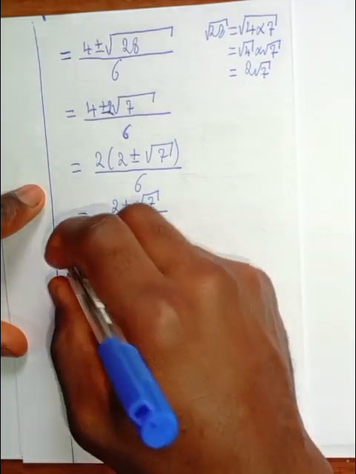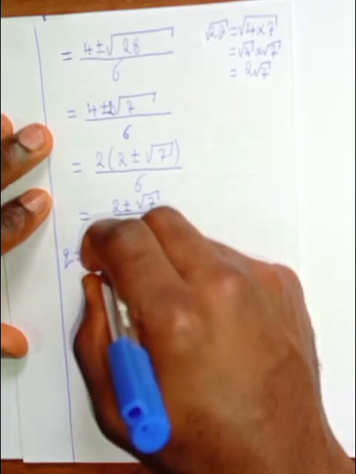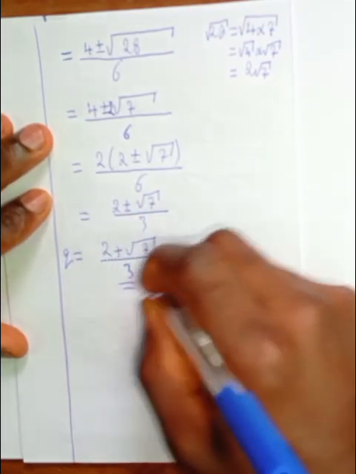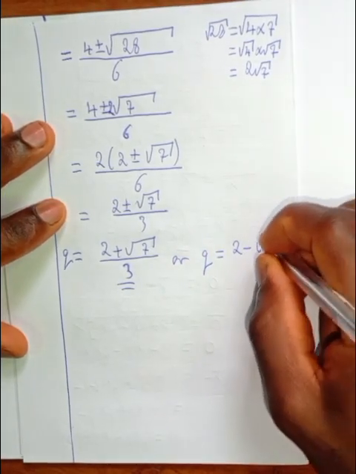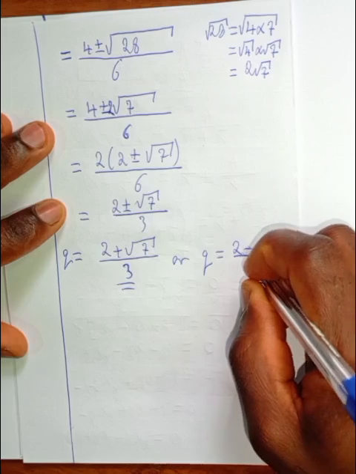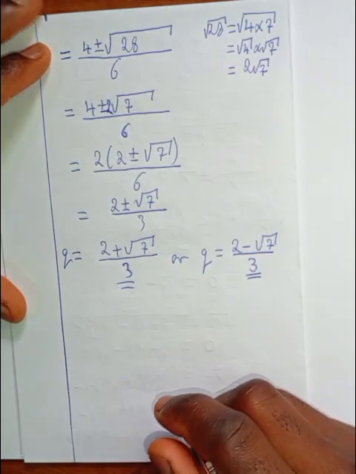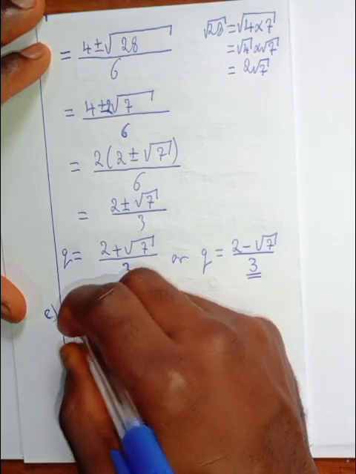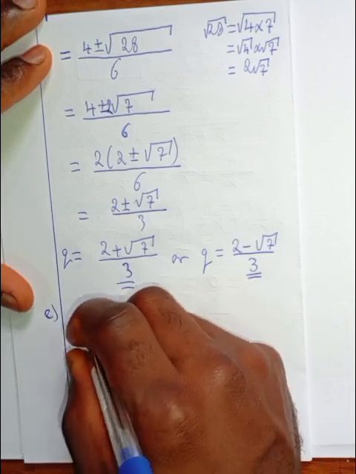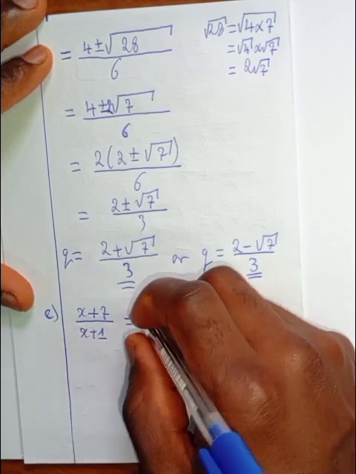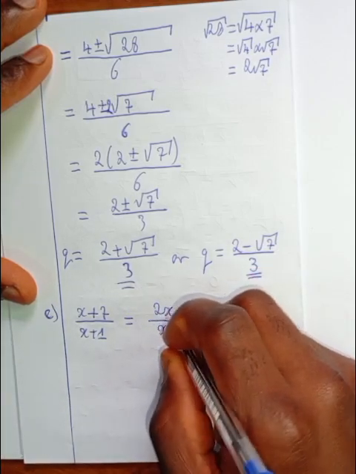At this level, we can conclude q will be equal to 2 plus root 7 on 3, or q is equal to 2 minus root 7 on 3. So these are the two values. We move now to question E. For question E, we have x plus 7 all over x plus 1 is equal to 2x plus 8 all over x plus 1.